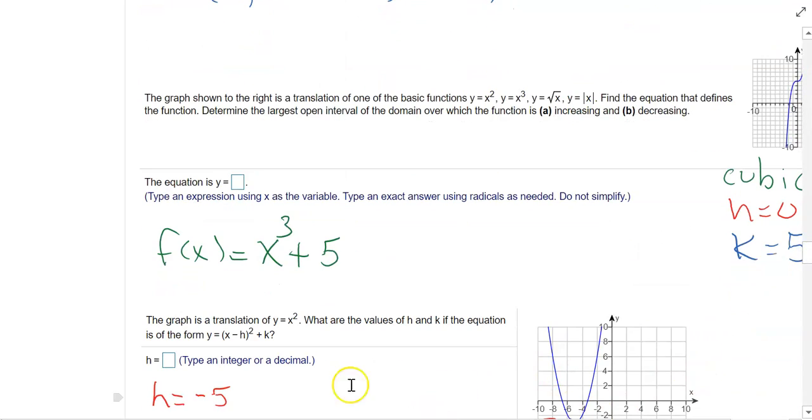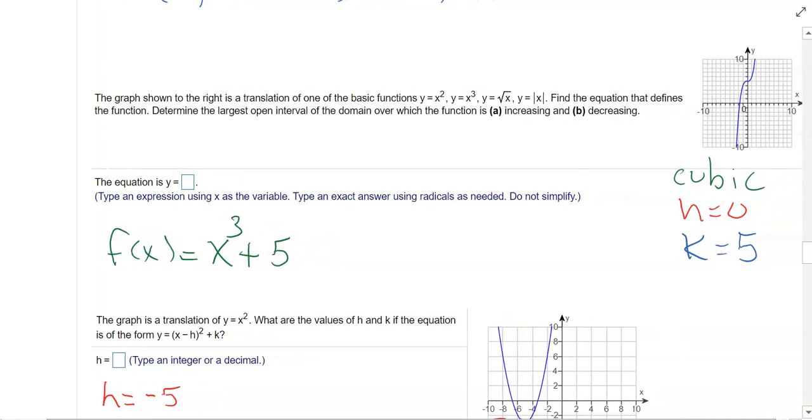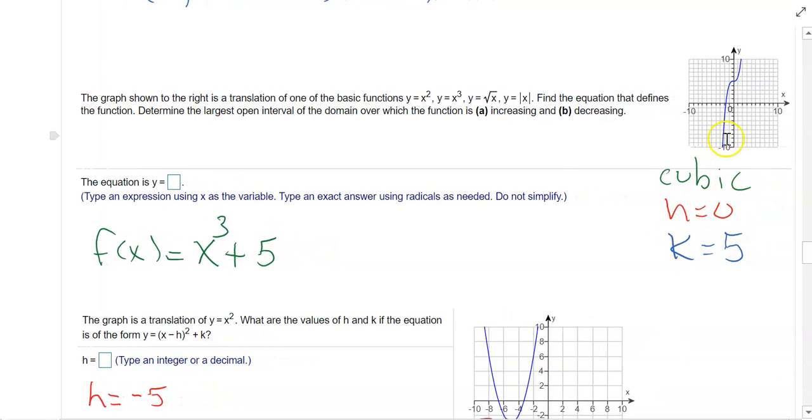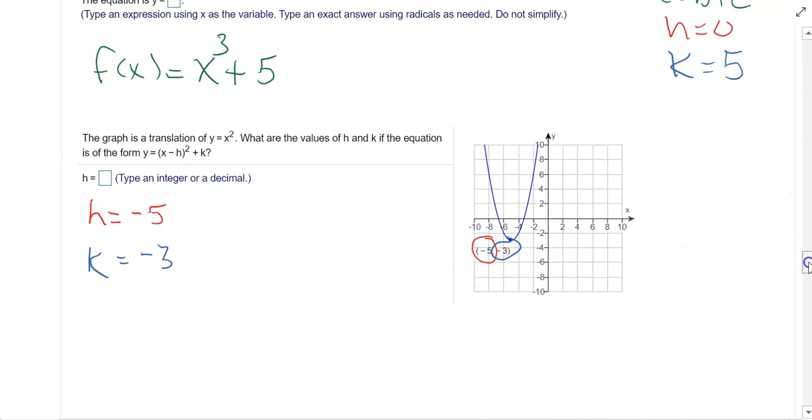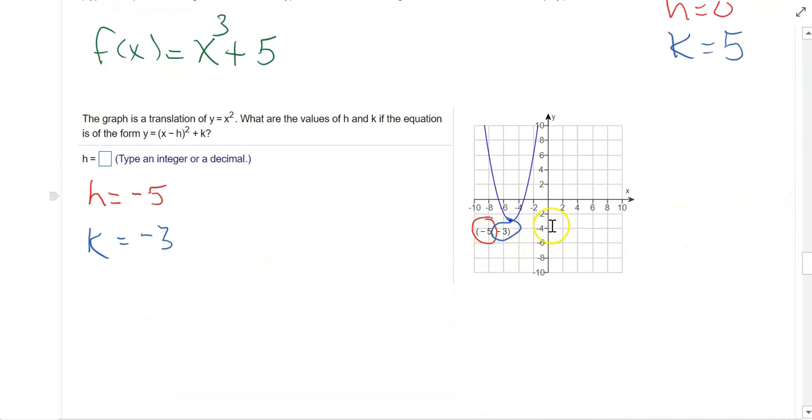On this next one, we are looking at a cubic function, and we see we have no lateral movement, nothing left to right, so that's 0, and we're moving up 5. And when we write that, make sure we have the cubic function x cubed, and we're adding 5. And for this next one, very simple. We just simply look at this vertex, -5, -3. The -5 is our h, and the -3 is our k.